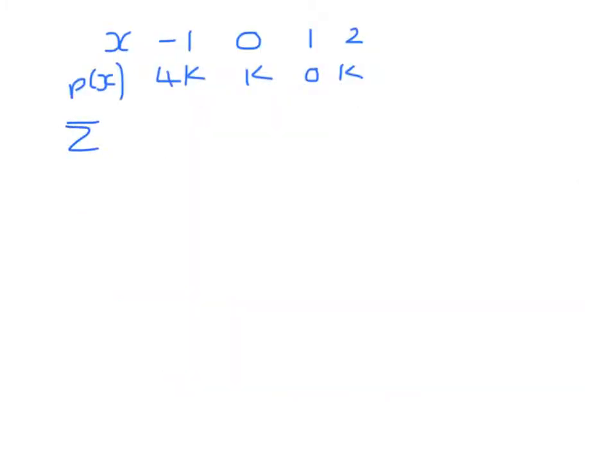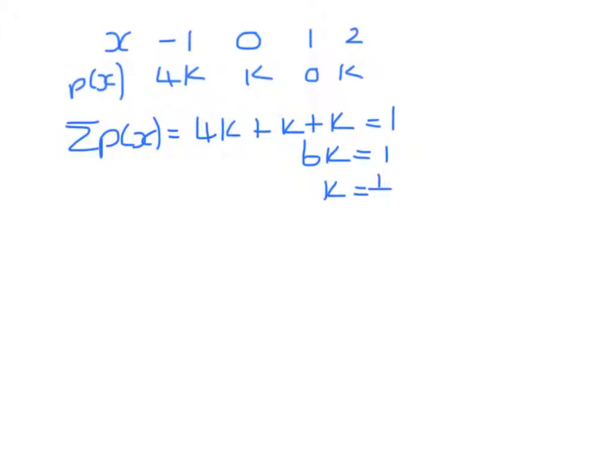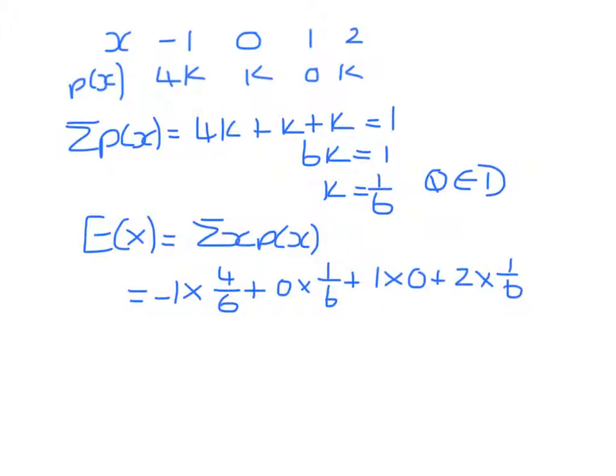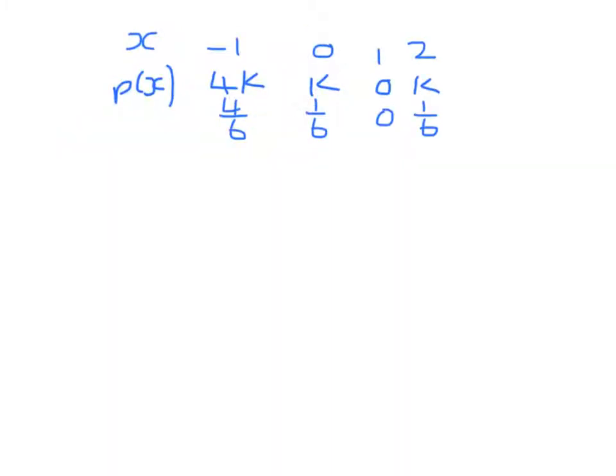Probabilities always add to give 1. So 4k plus k has to be 1. 6k is 1, k is 1/6, as asked for in the question. Expectation of x is the sum of the x values times their probabilities. So that's -1 times 4k, plus 0 times k, plus 1 times 0, plus 2 times k. And that gives us -1/3.